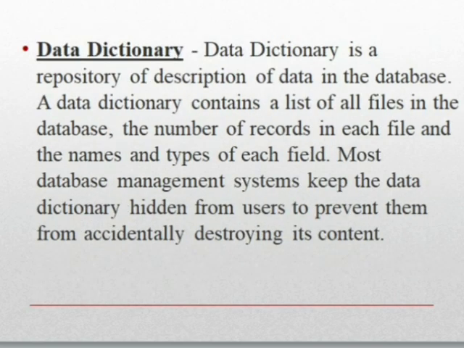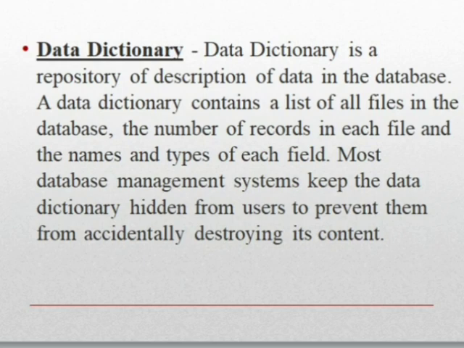Now we'll come to the next module, that is the data dictionary. Data dictionary is just a repository of a description of data in the database. A data dictionary contains a list of all files in the database, the number of records in each file, the name and type of each field. Most database management systems keep the data dictionary hidden from the users to prevent them from accidentally destroying its content.